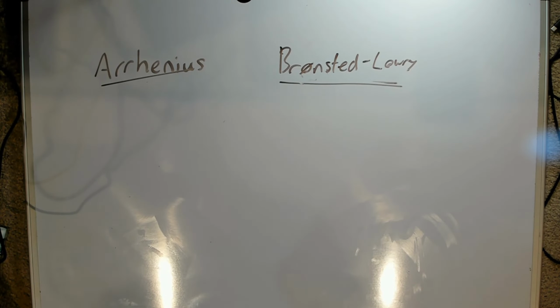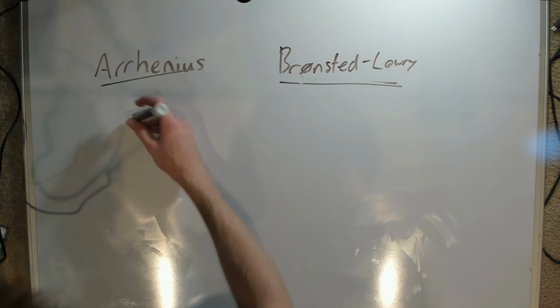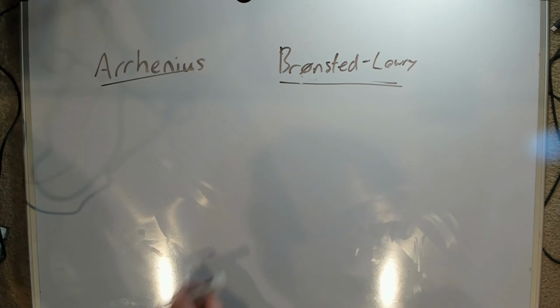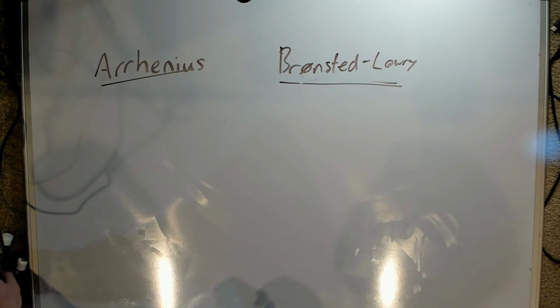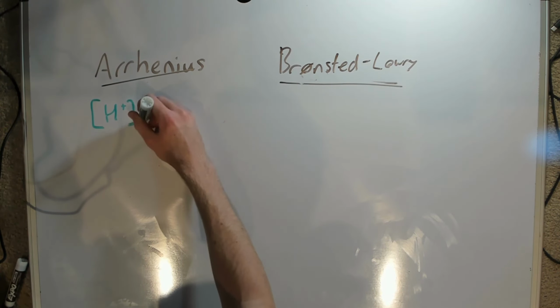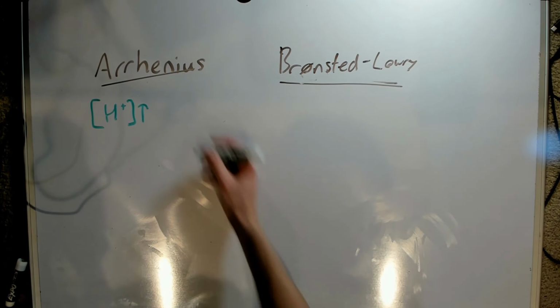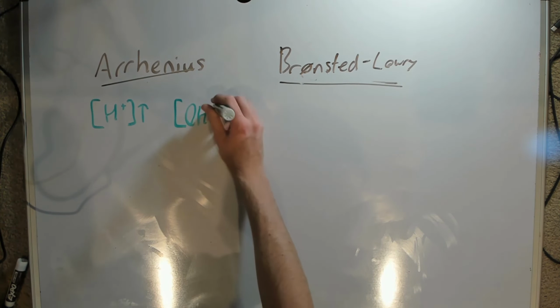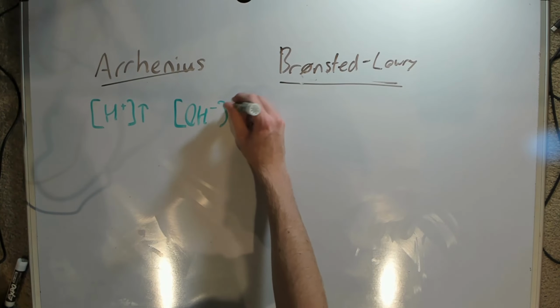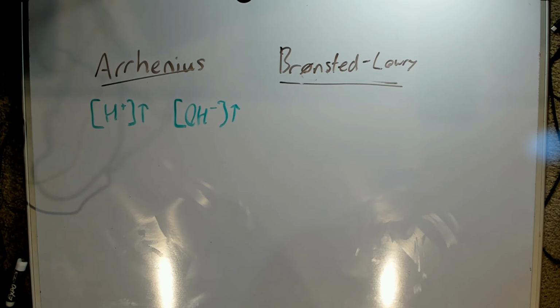Arrhenius acids and bases are all dependent on whether or not the thing adds H pluses or OH minuses to solution. It just depends on whether or not the thing actually produces them. If H plus concentration goes up, then this is an acid. If OH minus concentration goes up, then it would be a base. That's kind of your difference.